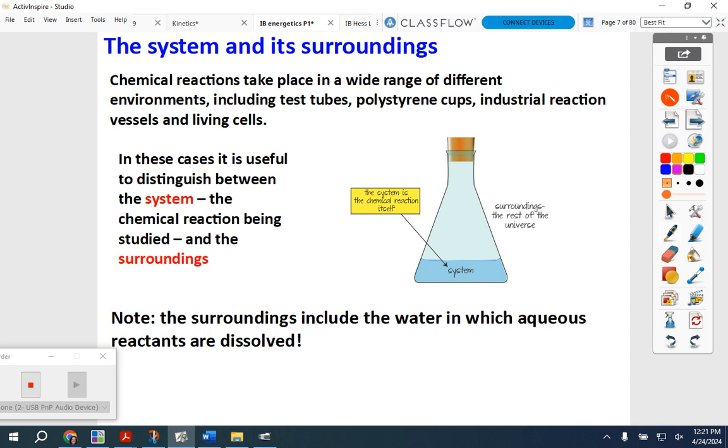So whatever the sign of your heat or your enthalpy is, it's going to be opposite between the water and the things that are dissolved in the water. So the water is part of the surroundings when we're doing a reaction in an aqueous system.